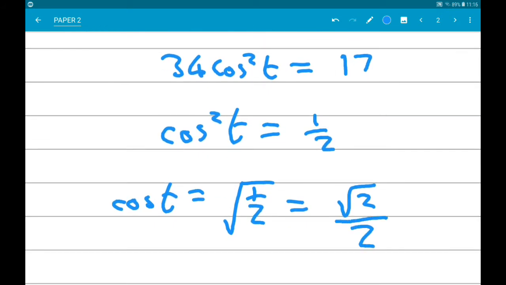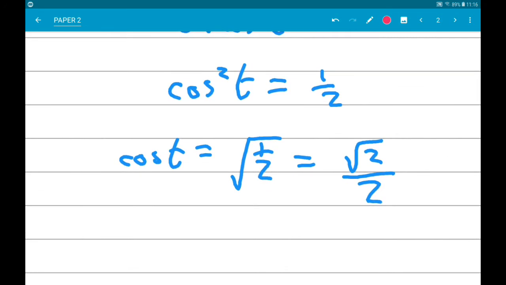Now, from that we can work out the x coordinate of S. Because we know x is 10 cos t. So x is 10 root 2 over 2, so that's 5 root 2.